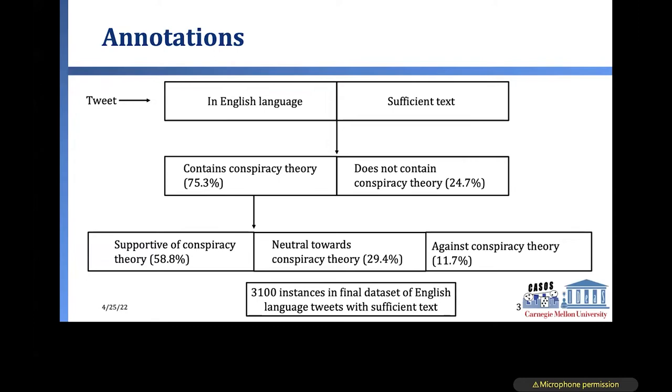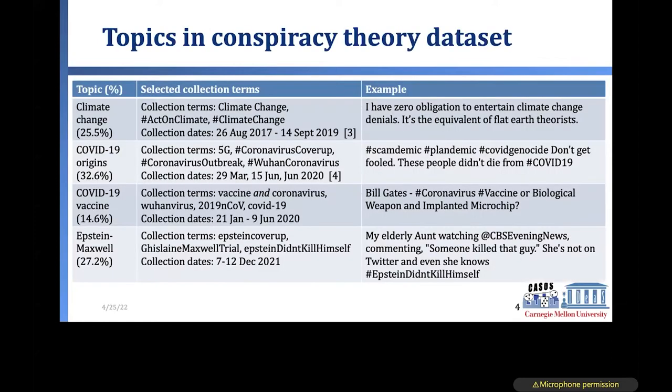And then just for tweets that do contain a conspiracy theory, we annotate the stance towards that conspiracy theory. So supportive, neutral, or against. So ultimately, we are publishing a data set of 3,100 tweets, all in English and containing sufficient text. There are four topics in this conspiracy theory data set, each collected separately from, again, Twitter.